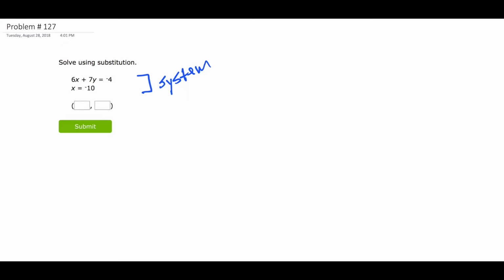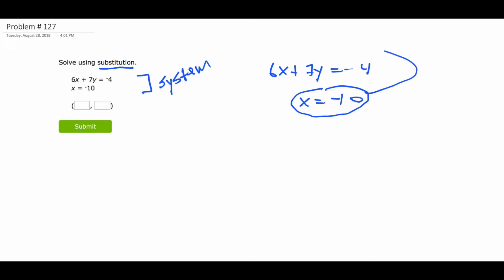This is like the easiest one. It's like the last step in elimination where you plug back in. Substituting means plugging in. All right, so we have 6x plus 7y equals negative 4, and we have x equals negative 10. We're going to find the point they have in common, so we plug in x equals negative 10 for that x. So I get 6 times negative 10 plus 7y equals negative 4.